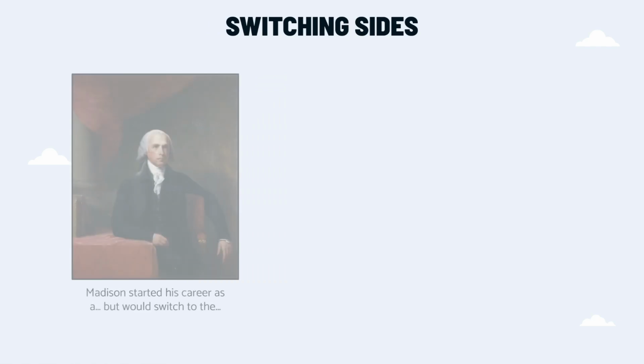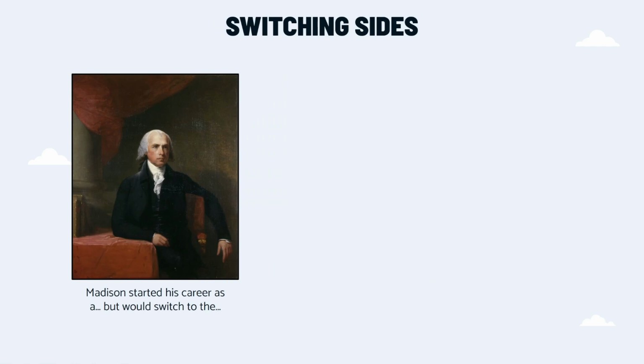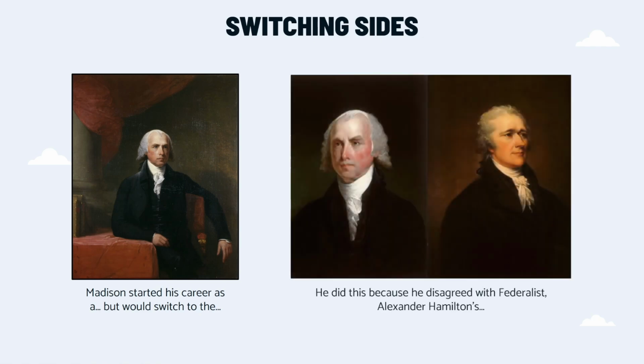Now, the big thing that we see under James Madison is that he would start his career as a Federalist, but he would eventually switch to the Democratic Republicans with Thomas Jefferson. He did this because he disagreed with another Federalist, Alexander Hamilton, and his economic plan to get the United States out of debt. Madison did not want to be in the same party with someone like Hamilton, and so he and Jefferson create the Democratic Republicans together, and this is when Madison is going to run. He sticks with that party that he helped to create.